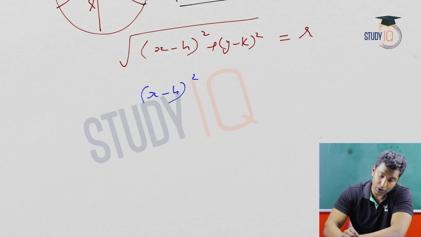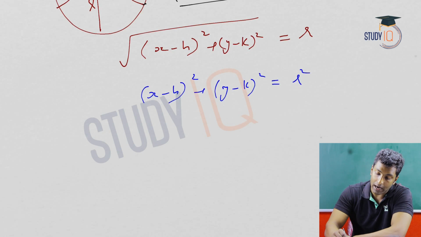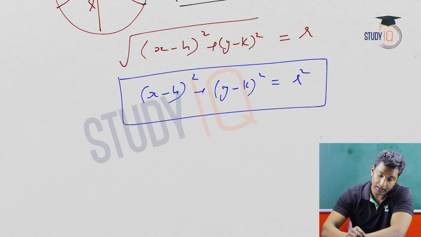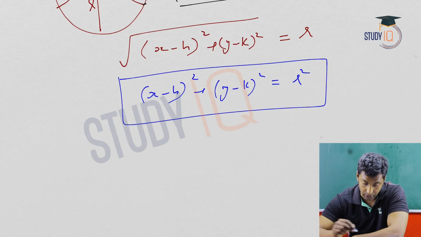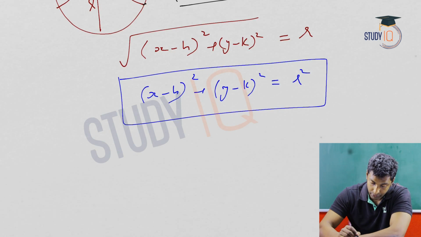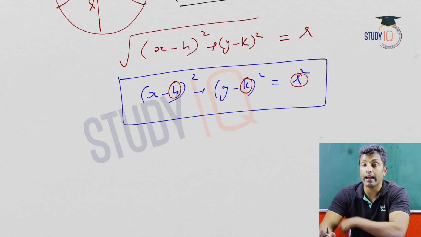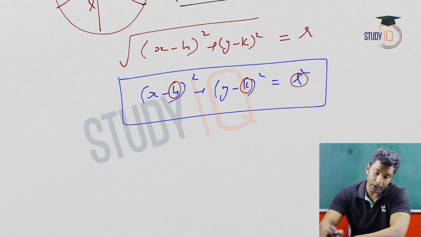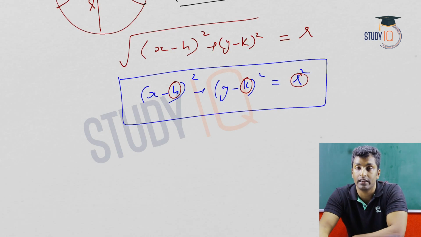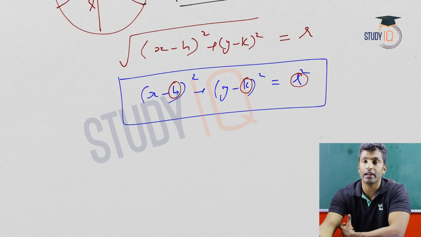So (x − h)² + (y − k)² = r², and this is your equation of a circle. Okay, so the required standard equation of the circle with h and k as center and r as radius. So what you can do is, you'll change the values and you'll get different equations. That's what generally happens, right?